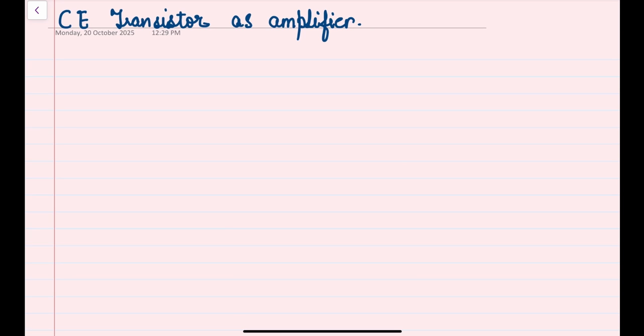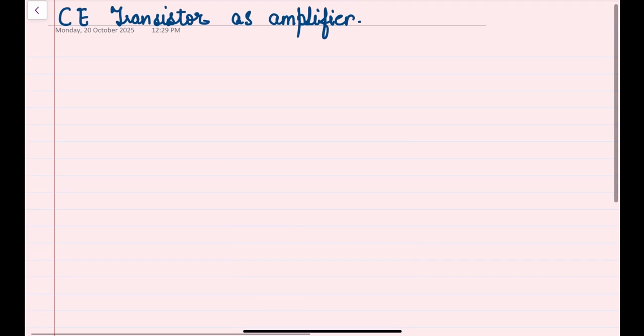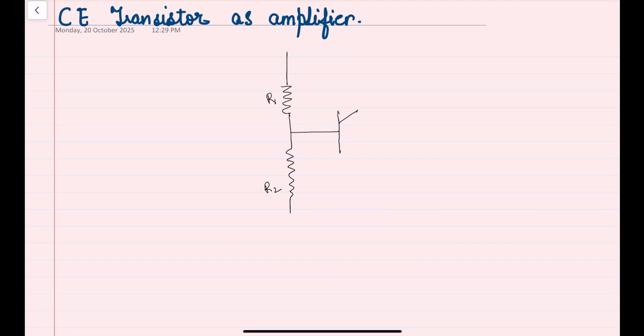Now let's talk about the electronics of the common emitter amplifier. What does it consist of? It consists of a biasing circuit, which consists of two resistances R1 and R2. So basically the biasing used here is voltage divider biasing, and it is provided at the base of an NPN transistor.